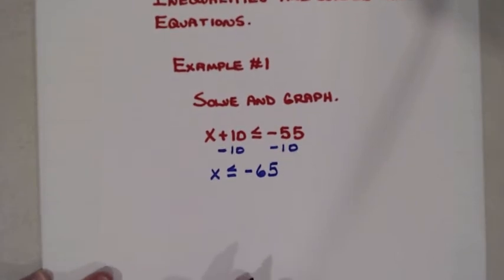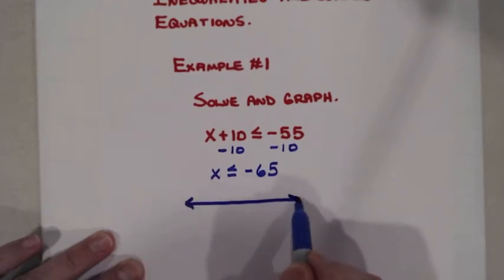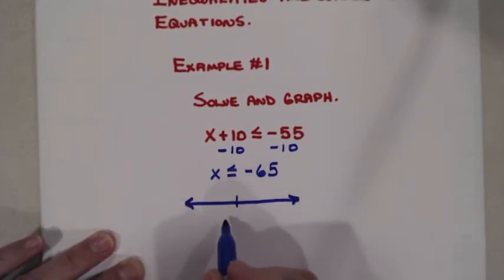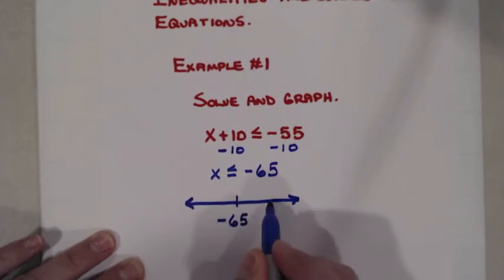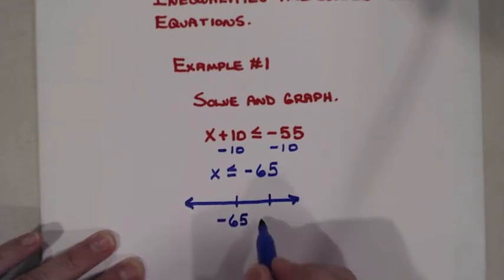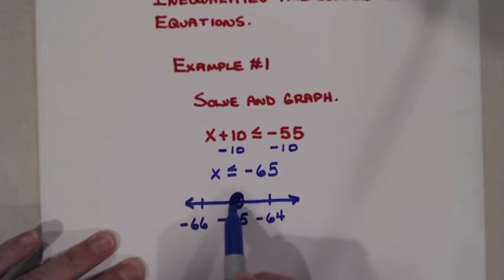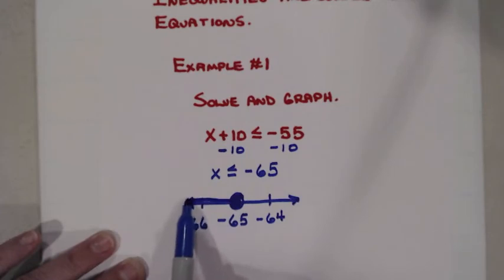Not only do you need to solve them, but it also says graph them. So to graph an inequality, I make a number line. I'm going to put this number in the middle of the number line. Numbers on this side are bigger. What's bigger than negative 65? Negative 64. What's smaller than negative 65? Negative 66. I need to put an open or closed circle here. Look at this symbol. That means I put a closed circle because negative 65 is an answer, and I need to shade everything less than negative 65. That means all these numbers in this direction are an answer.